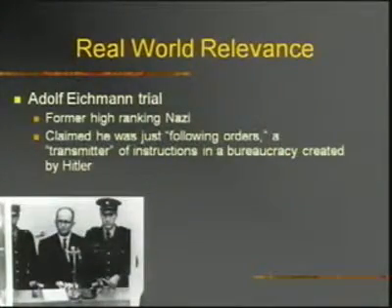He said, look, I'm in the 90% condition of the Milgram experiment here. I only transmitted instructions in a bureaucracy that was created by an evil person, Adolf Hitler. But I wasn't evil. I did what anybody else would do. I was just following orders. And the world was transfixed by the Eichmann trial. It was this big thing.